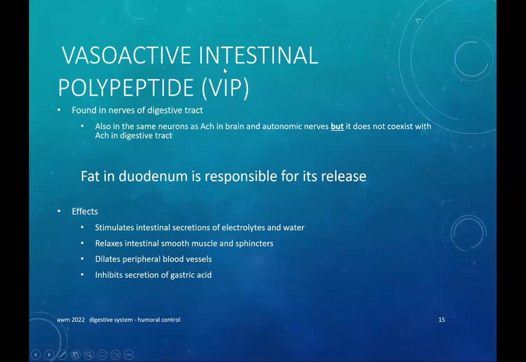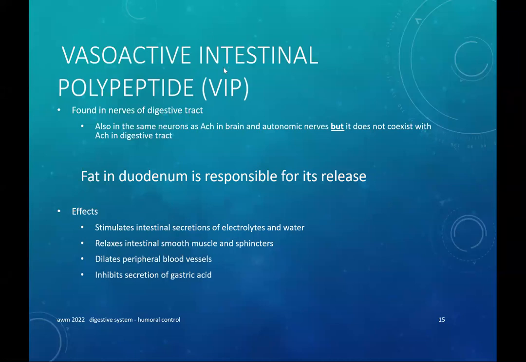The next peptide I'm going to talk about today is vasoactive intestinal peptide. And as you can see, vasoactive intestinal polypeptide, which means it acts on the blood vessels. Now, it is found in some of the nerves of the digestive tract, and also it is found in some of the neurons in the brain, especially those that contain acetylcholine. Okay, so in the brain and in the autonomic nervous system.